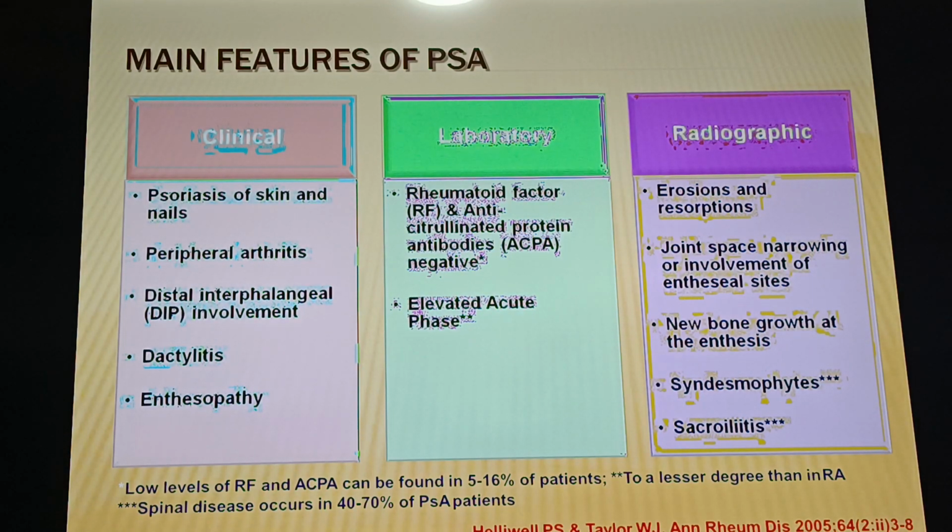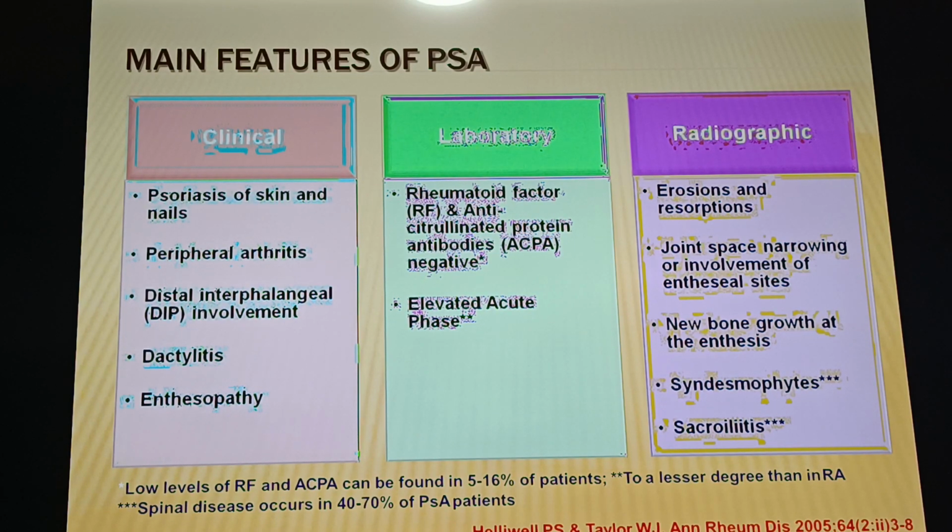So these are the main features of psoriatic arthritis: clinical psoriasis of the skin and the nails, peripheral arthritis, mostly oligoarthritis, distal joint involvement, dactylitis and enthesopathy. The beautiful 5 points in psoriatic arthritis. So psoriasis of the skin and nail changes, oligoarthritis of peripheral joints, distal interphalangeal joint involvement, both dactylitis and enthesitis. You are dealing 100% with a case of psoriatic arthritis.